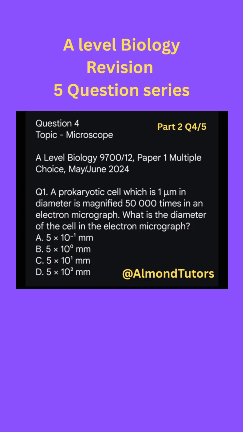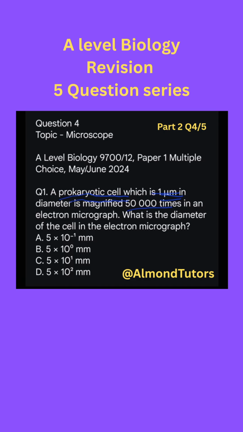The first thing to notice is that we're dealing with a prokaryotic cell. Whether that's important or not, it's good to just notice it. Secondly, it is 1 micrometer in diameter, and then we've magnified it 50,000 times. So what's the question? After magnifying it, what is the diameter of the cell in the electron micrograph?